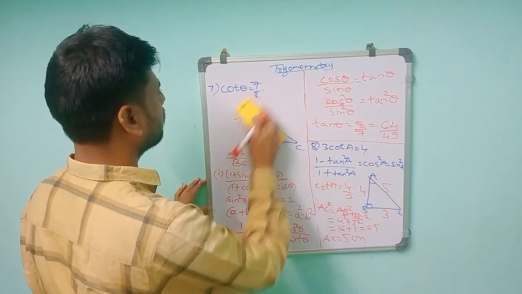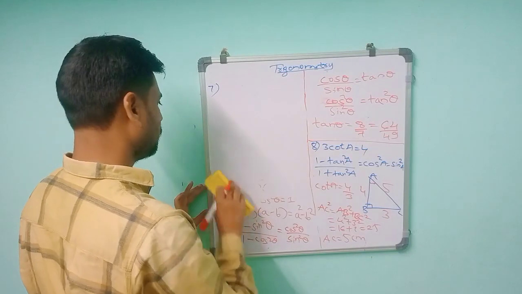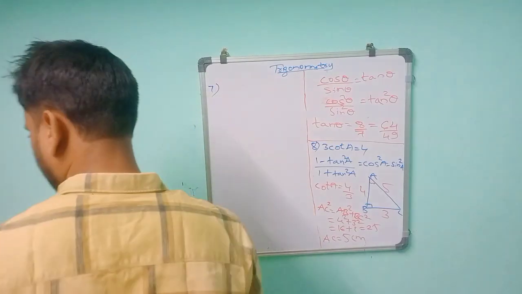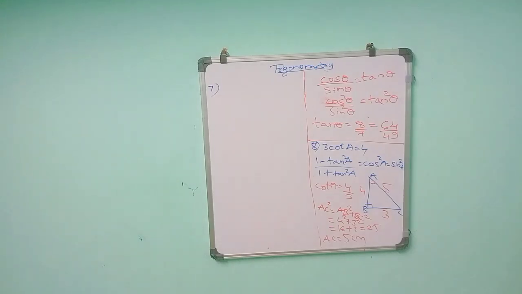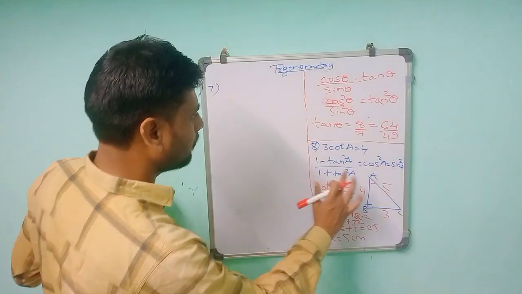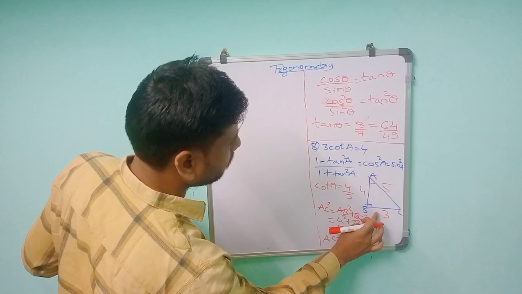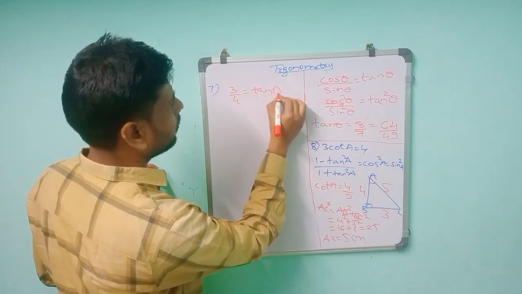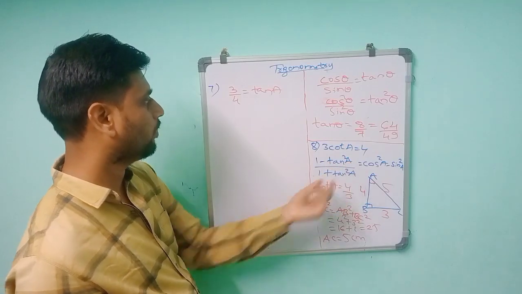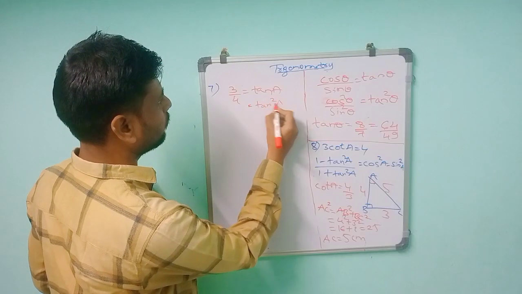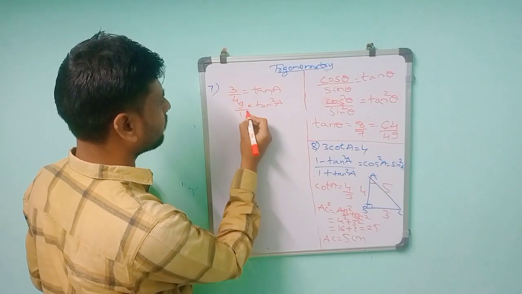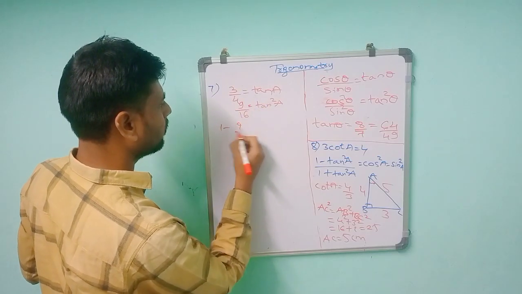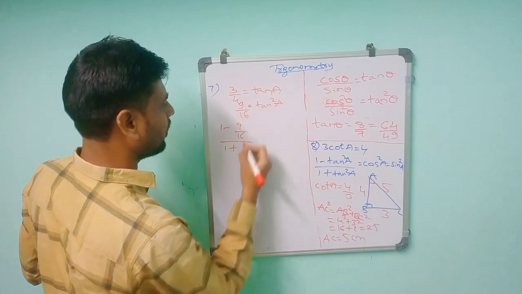What they given? 1 minus tan square A. So tan A is opposite by adjacent. Opposite is BC, so BC over AB, 3/4, is tan A. So we want only tan, so you can take tan A. Tan square means tan square A, so squaring on both sides. 3 square is 9, 4 square is 16, 9/16. Like that, you have to find out 1 minus tan square A divided by 1 plus tan square A. So 1 minus tan square is 9/16, divided by 1 plus tan square is 9/16.